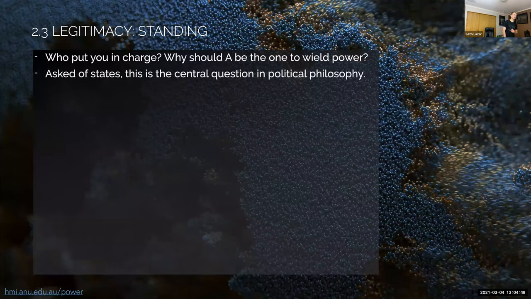And in a lot of ways, when asked of states, this really is the central question of political philosophy, from Hobbes onwards. It's why should those people get to control, to monopolize the legitimate use of force? Why should we do what they say?